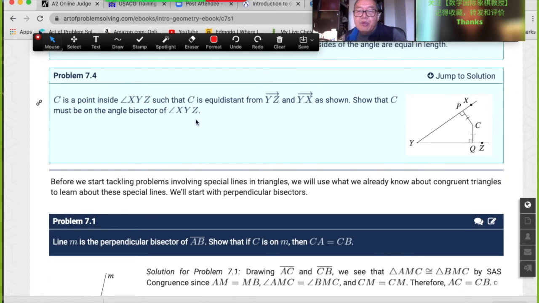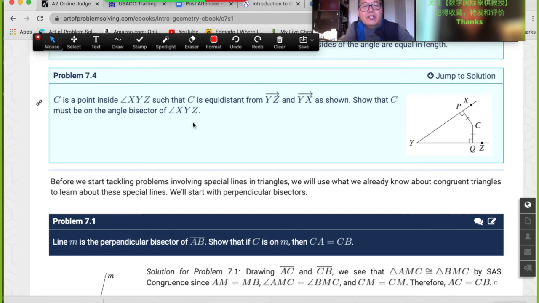Can you read 7.4? The point C is inside angle XYZ such that C is equidistant from ray YZ and ray YX. Show that C must be on the angle bisector of angle XYZ. And what does equidistant mean? What does equidistant mean in the problem?